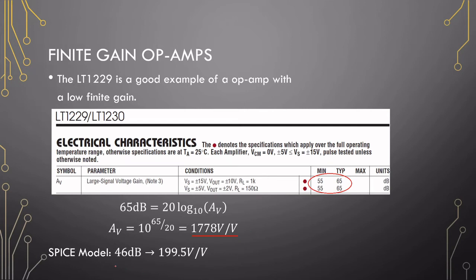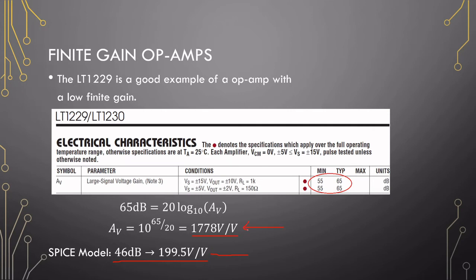But if we go and run the SPICE model in the simulation, we end up with the amplifier having a gain of 46 dBs, which translates to 199.5 volts per volts. Now this is the issue. Okay, 50 is much closer to 199. So we definitely need to redesign some resistors for this case right here.